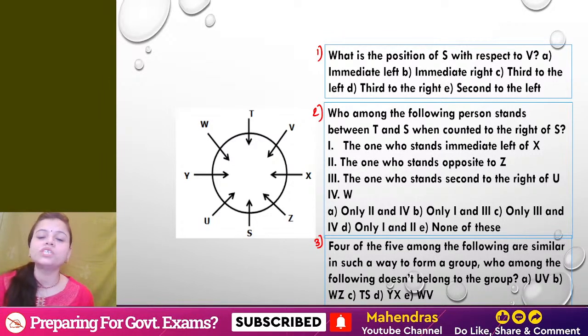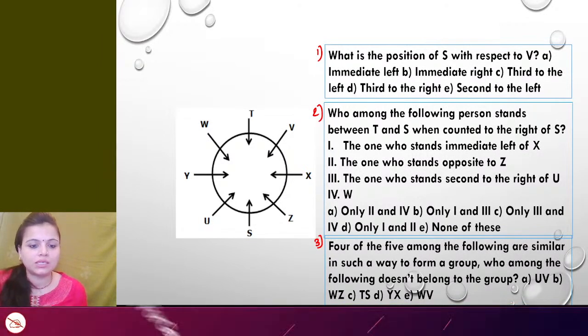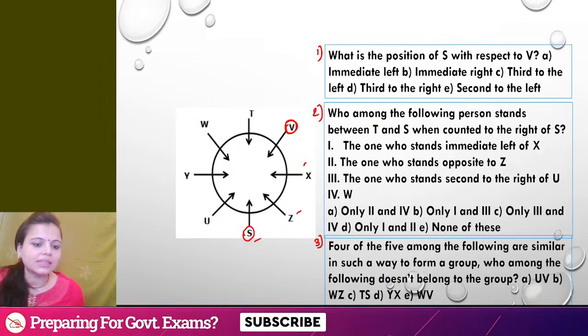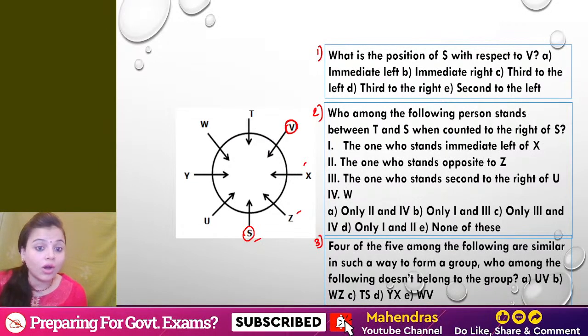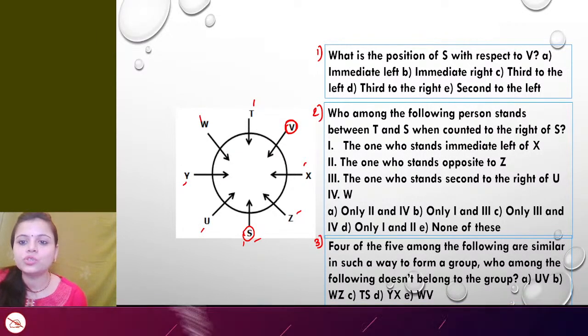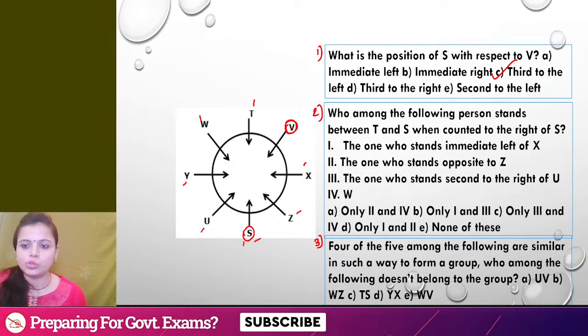So what is the position of S with respect to V? With respect to V, that means you have to see from V now. So S is first, second, third to the left, or first, second, third, fourth, fifth to the right. According to the options, third to the left is given. So your answer will be option C, third to the left. Yes, correct.